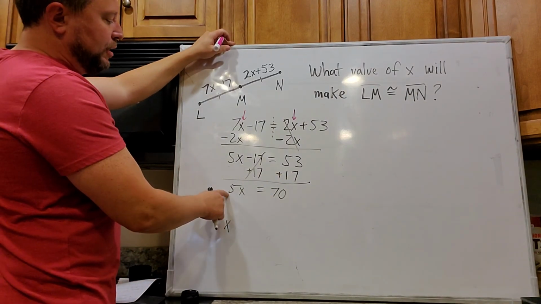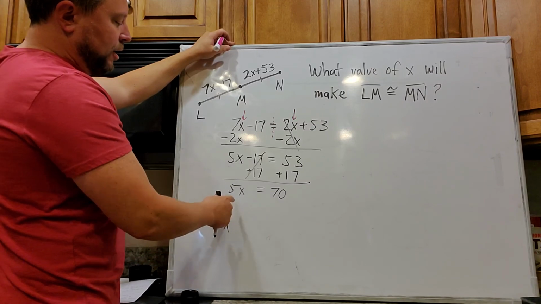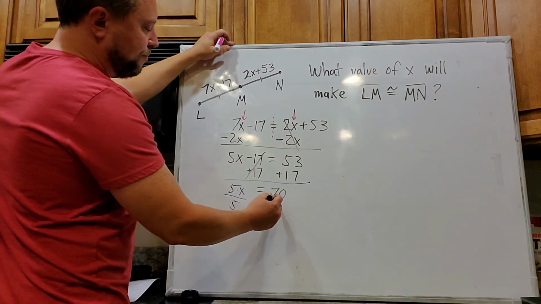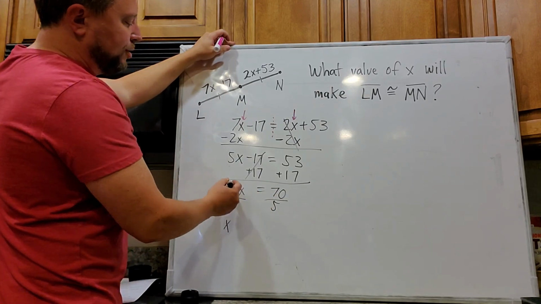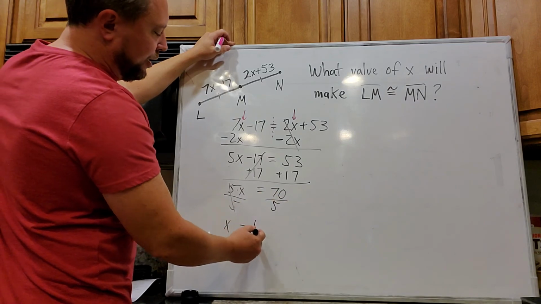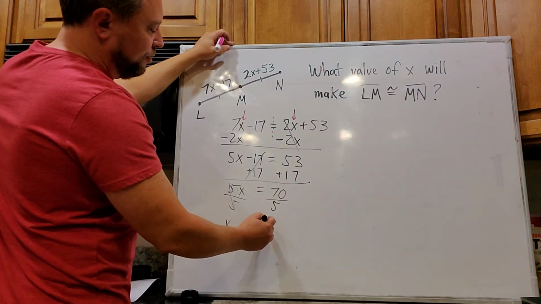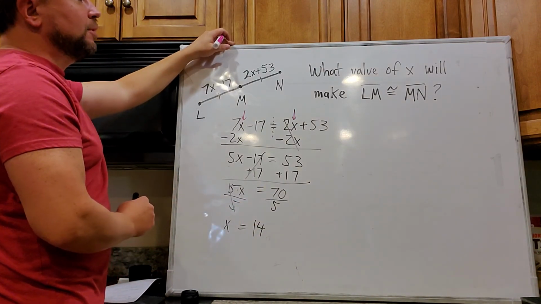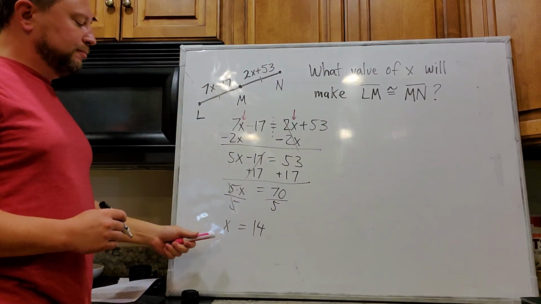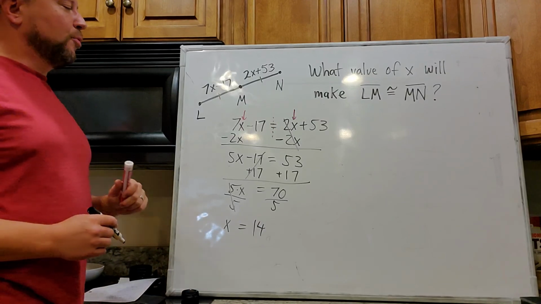Okay, now I finally need to get rid of the 5. The 5 is currently being multiplied, so I'm going to divide. Whatever I do to one side, I got to do the other. And 5 goes into here, let's see, 14 times. So what value of x will make them be congruent? X equals 14 will.